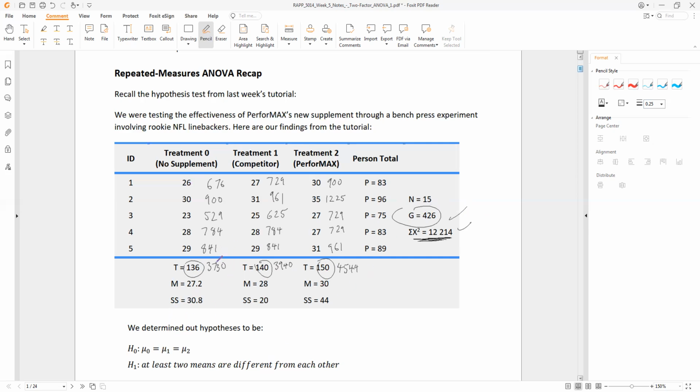Then what I want to do is get the sum of squares within, which I'm going to split into the sum of squares between subjects and the sum of squares error. And then I'm also going to get the sum of squares between, and the sum of squares total. These are all the things I'm going to get. So for each of these categories, I'm going to do my usual formula, right?